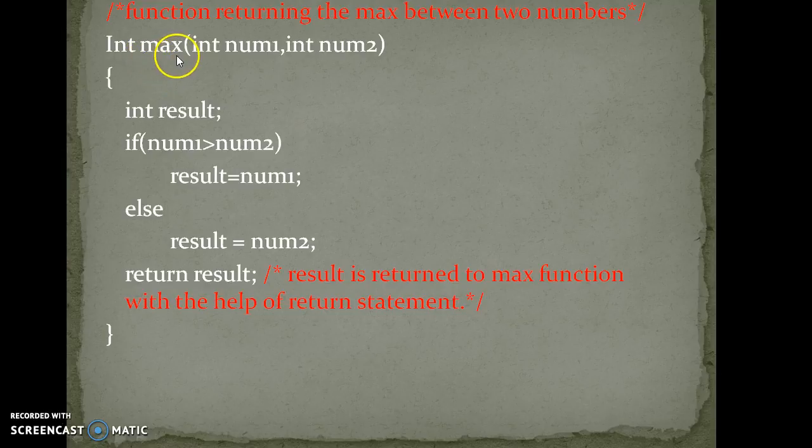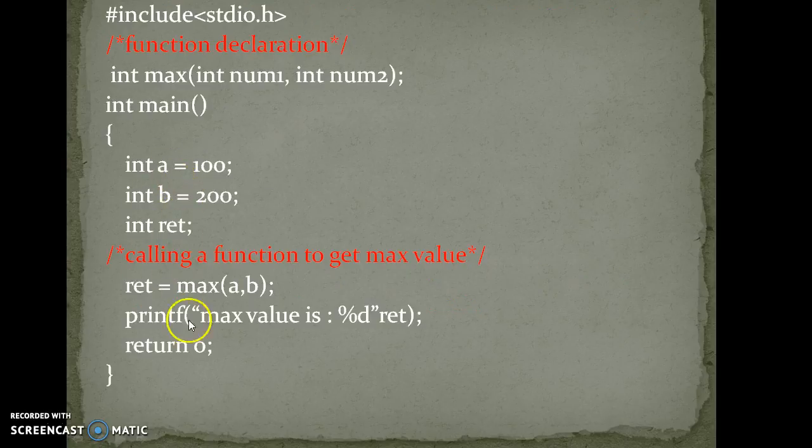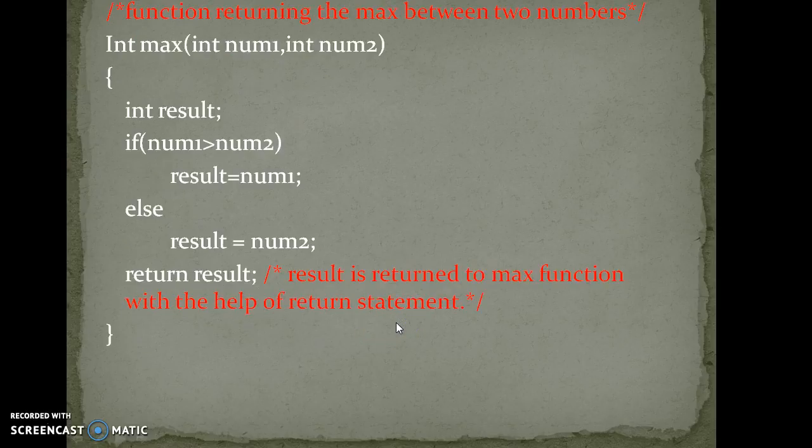Here we are writing the max function. a value is stored in num1, b value is stored in num2, and we are checking which number is big. Here, return result. After execution of this body of the function, result is returned with the help of the return statement. Control comes back to the main again. Here we are printing the maximum value is %d, result.